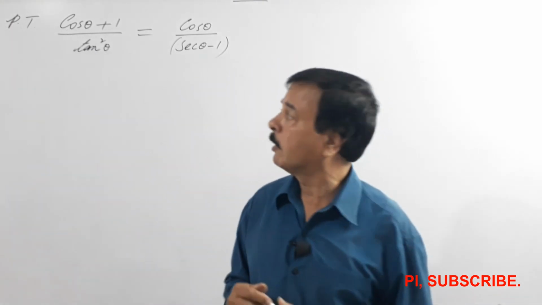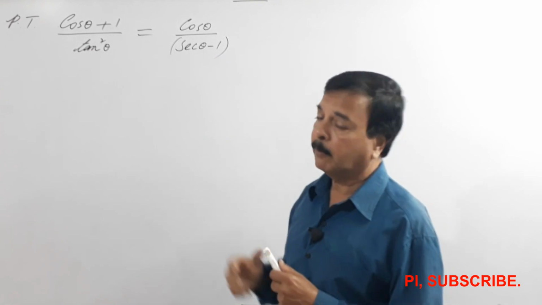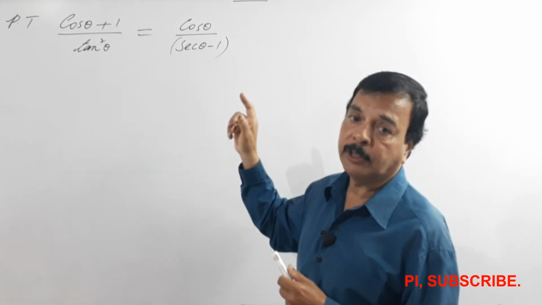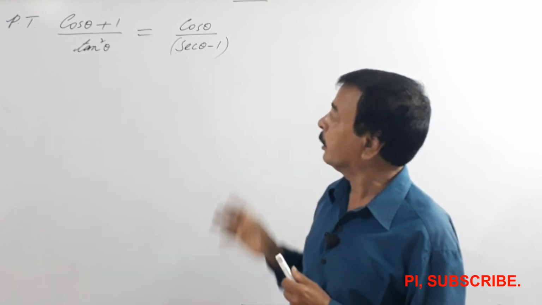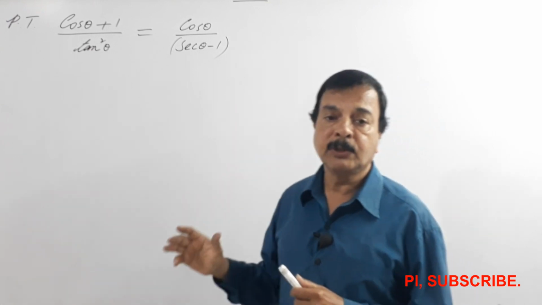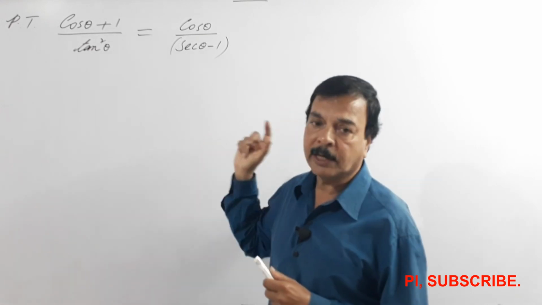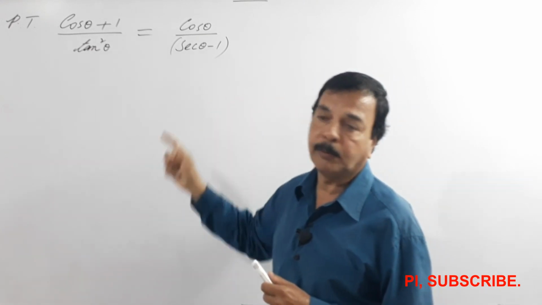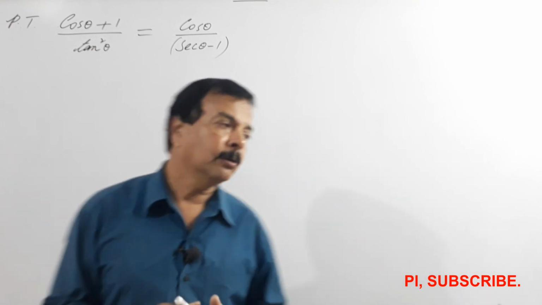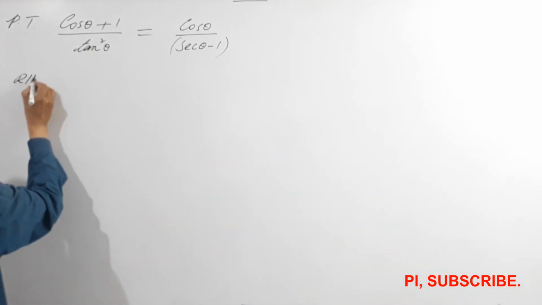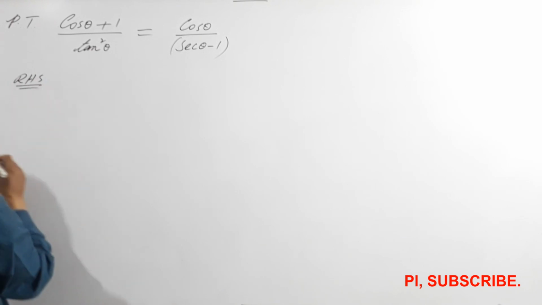So dear students, we have a problem here. Cos theta plus 1 divided by tan square theta is equal to cos theta divided by secant theta minus 1. So as usual we used to take the left hand side, but this time also I'll take the right hand side and prove the left hand side. So what will we do this time? We'll take the RHS.